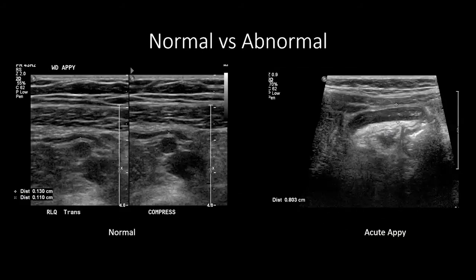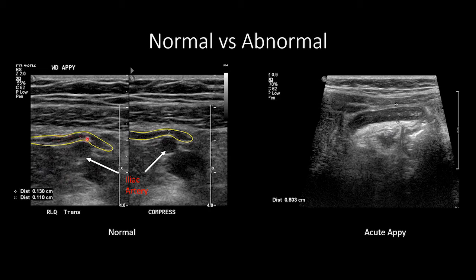Now let's take a look at a few normal versus abnormal examples. On the left-hand side of your screen, I'm showing you a case of a normal appendix. We can see the iliac arteries. We can see the appendix overlying the iliac, and this is going to actually represent the psoas muscle here. And we can see that this appendix is only measuring about 1 to 2 millimeters.